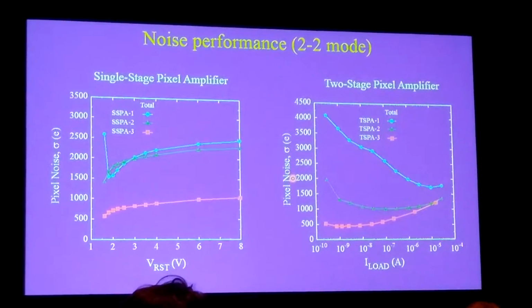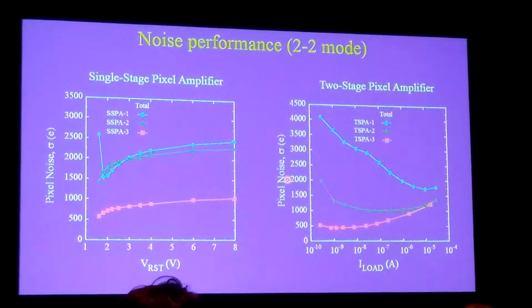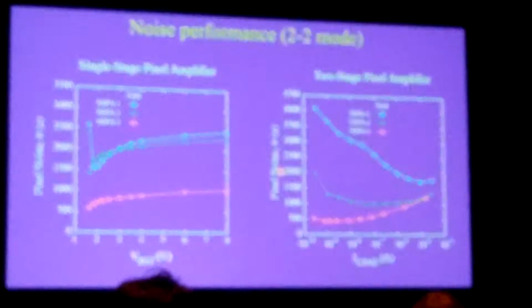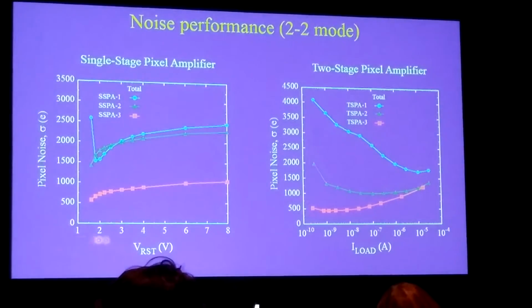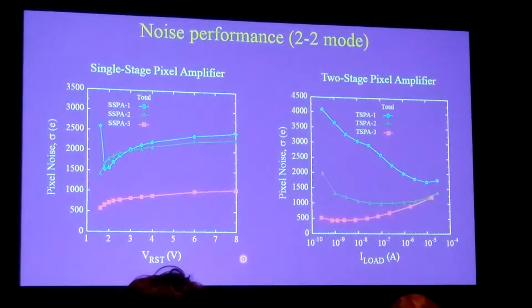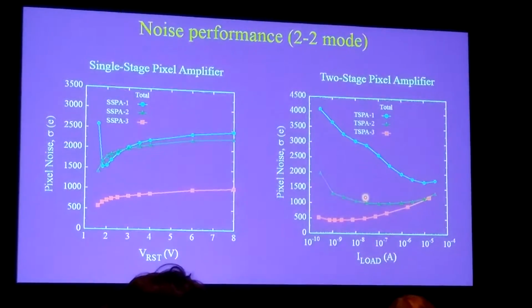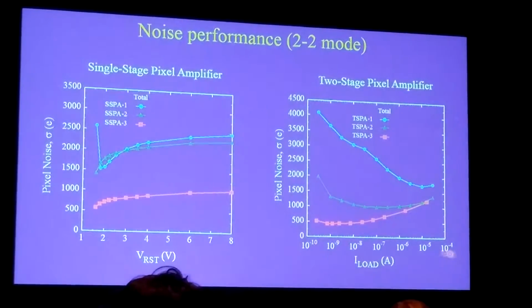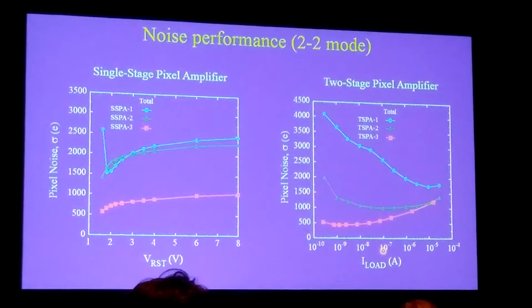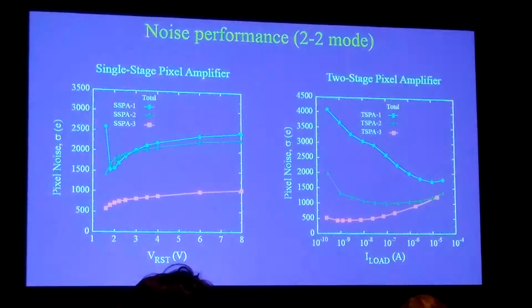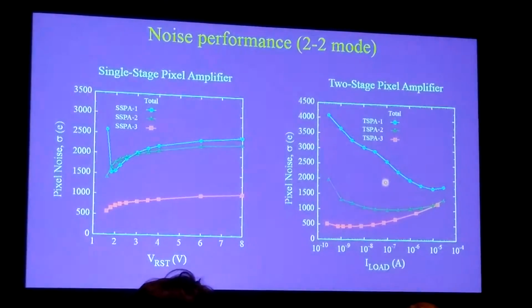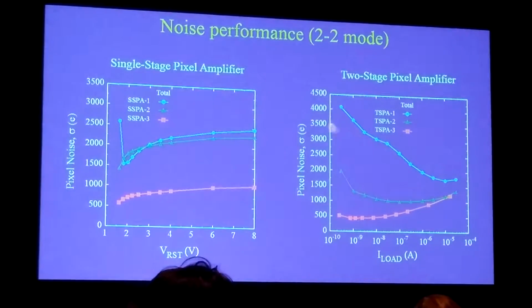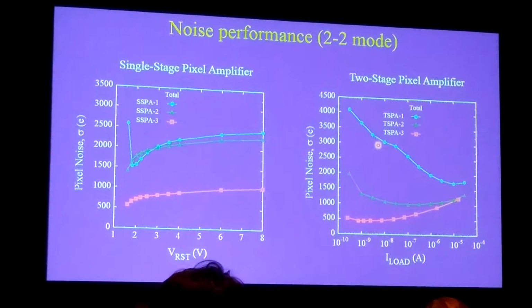As an example, here are noise results referred to the input exclusively for the 2-2 mode, for the 3 single-stage variations as a function of the reset voltage, and for the 3 two-stage variations as a function of the common source amplifier load curve on the right. It can be seen that design variation has a strong influence on noise performance, and also operating conditions can cause a design's performance to vary greatly.